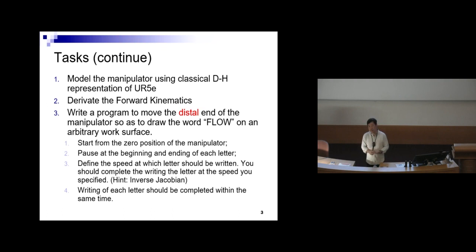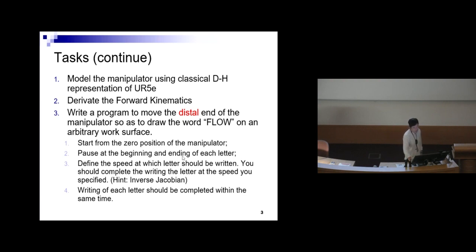I made a mistake in my earlier file that I uploaded onto Canvas. If I move the near end, the proximal, there is little meaning to it. So I want to move the far end, meaning the last link, the end effector, to draw the word on an arbitrary work surface. You can imagine any work surface, and then you should draw the word.